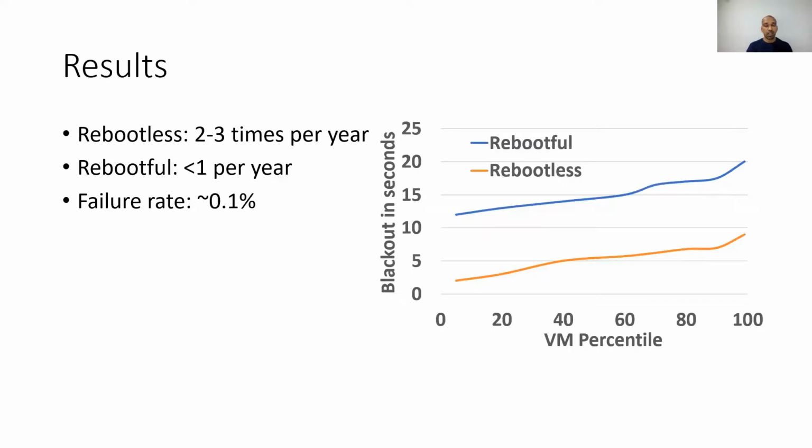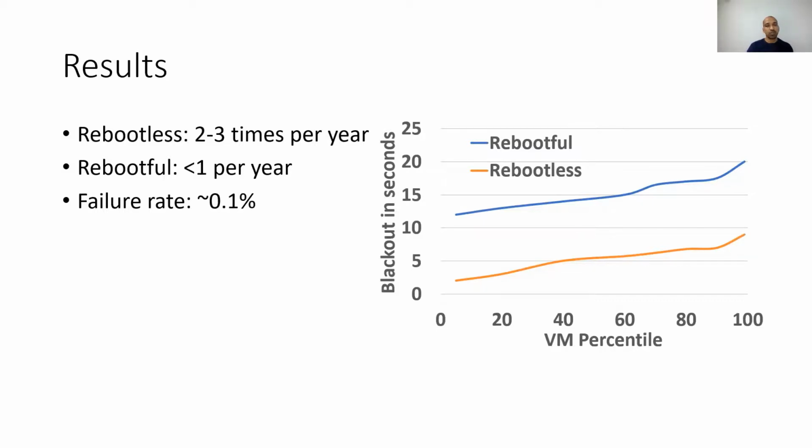We now present an analysis of our technique in production. The graph on the right highlights blackout time in production during the last year on millions of servers and tens of millions of VMs. As can be seen in the graph, the blackout time for rebootless updates ranges from few seconds to at most 9 seconds. For reboot full updates, the blackout time ranges from around 12 seconds to at most 20 seconds. The difference in the blackout time between reboot full and rebootless updates is around 8 to 10 seconds and is due to the soft reboot.